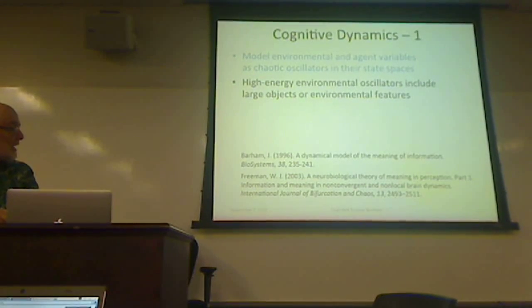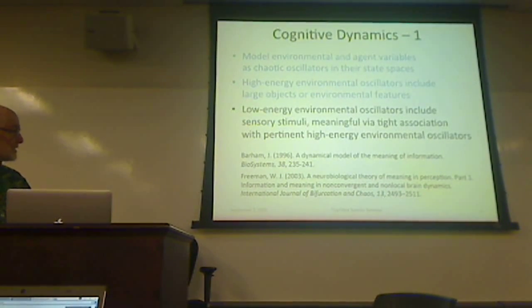High energy environmental oscillators include large objects like you and me, or even this thing is a large object, or environmental features, that wall or that screen. In what sense is this an oscillator? Think of its location, length, all the variables you want to describe it with, and watch those variables change over time. You get its trajectory, which often comes back to where it was or near where it was, close enough that you want to call it an oscillator. So you can even think of this thing as being an oscillator.